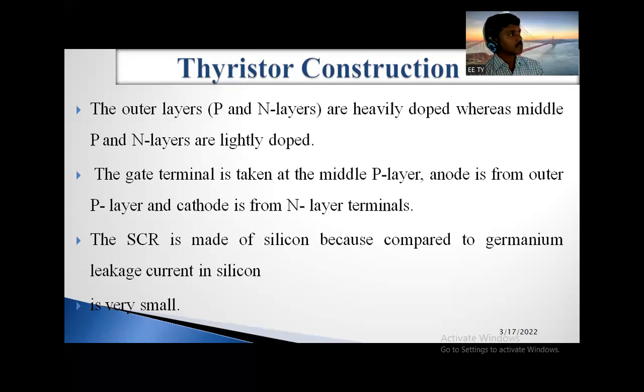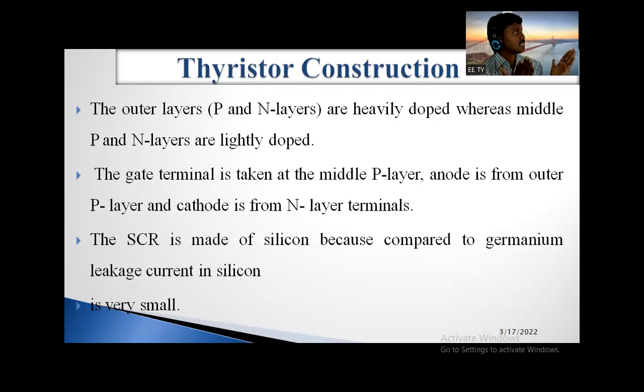the gate terminal. So the SCR is made up of silicon because, compared to germanium, there is very little leakage current in silicon. So the silicon material has a number of advantages over germanium. Best, for example, one in the reverse direction.